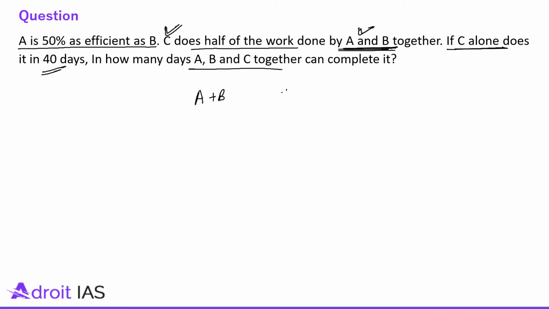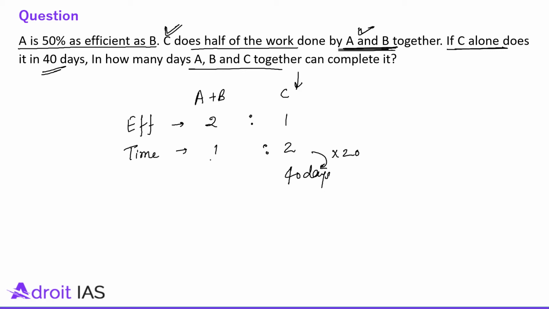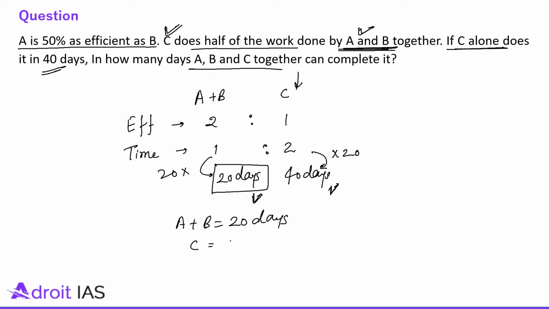Everyone, A plus B together are double as efficient as C, right? So the ratio of efficiencies of A and B together and C is 2:1, right? So the time taken by them will be in the ratio 1:2, the reverse of it, right? The question is saying C can complete it in 40 days, right? So this is 20 times. So 20 days, right? So A and B together will take 20 days to finish that work, which C is doing in 40 days, right? Now A plus B can do a certain work in 20 days and C is doing it in 40 days.